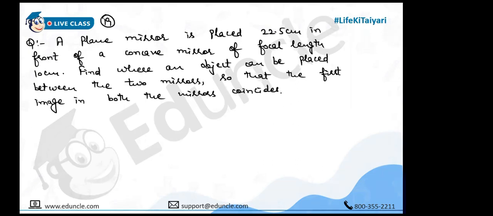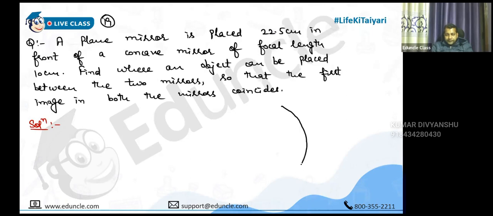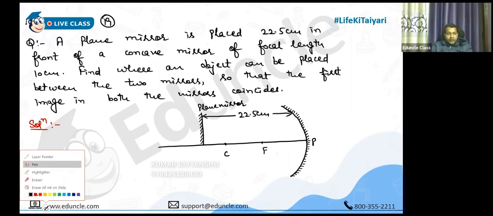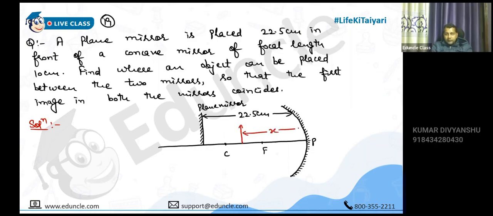Let me make the diagram for you. Focal length is 10. Na? It means the mirror is beyond C. This is the plane mirror, na? Because it is 22.5 and the C is at 20. And let us take the object here at a distance x from the mirror, so that the images coincide. Okay. So here the images can coincide.